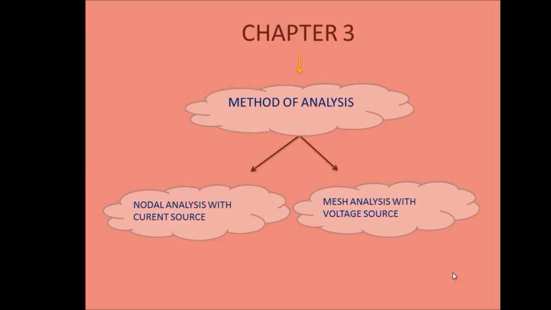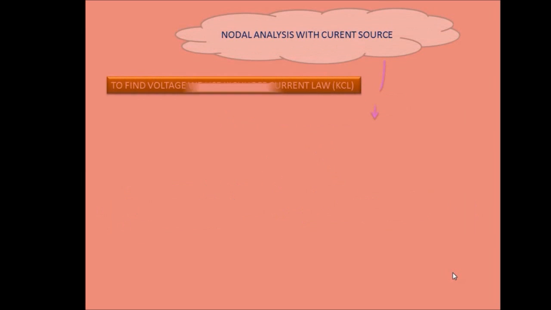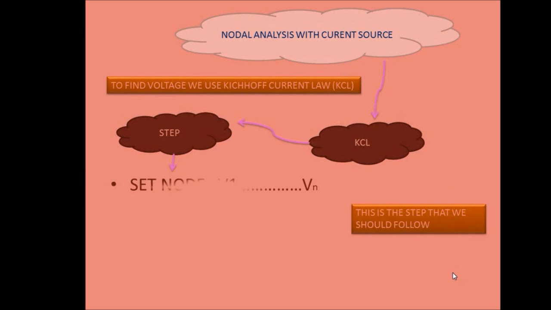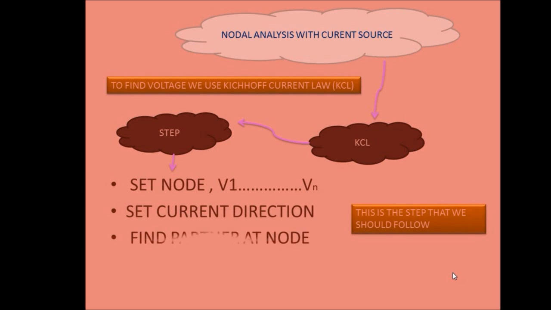Okay, here are the steps for KCL. There are a few steps that we should remember. Step 1, as we see here, set node. Step 2 is set current direction. Step 3, find partner at node. And lastly, find V node. These steps make it easier to get your answer when finding current in nodal analysis.